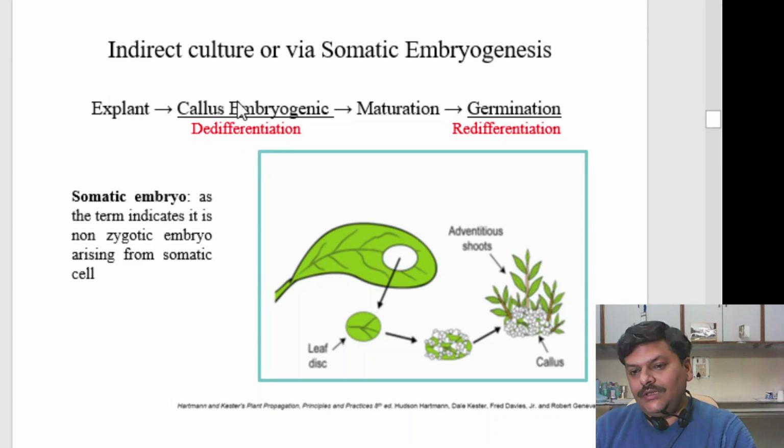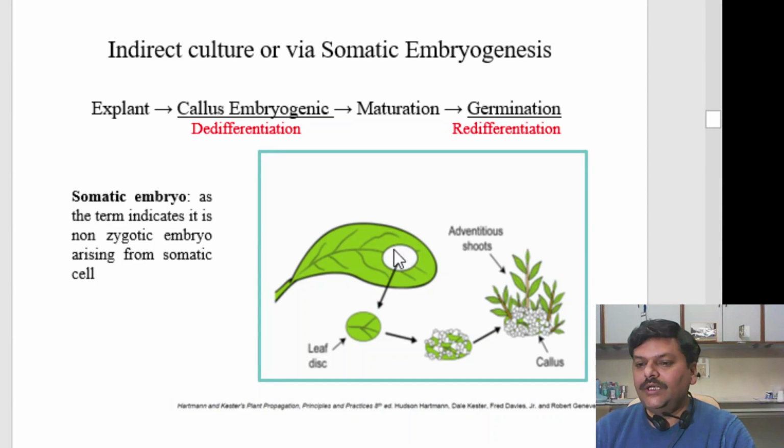So the explant cells are undergoing de-differentiation, as we discussed in previous slides, and they make an unorganized mass of cells in which cells are dividing very fast, because we have provided lots of auxins, and auxin induces cell division, uncontrollable cell division in other words, and it makes an unorganized mass of live cells which are dividing very fast, and this is called callus.